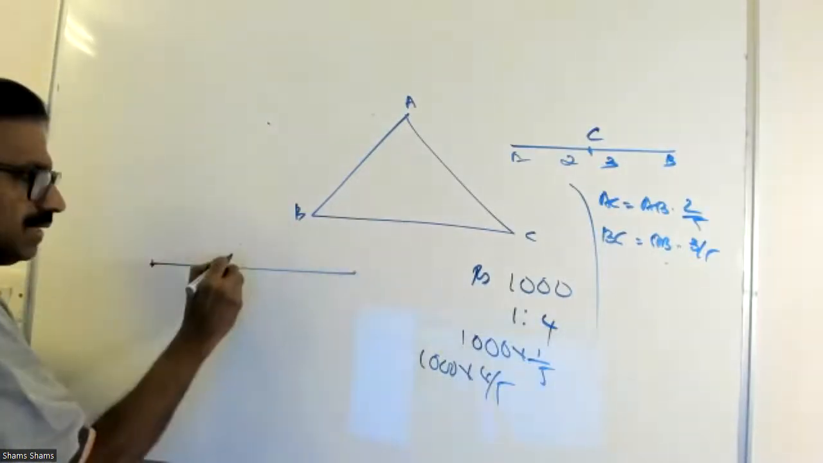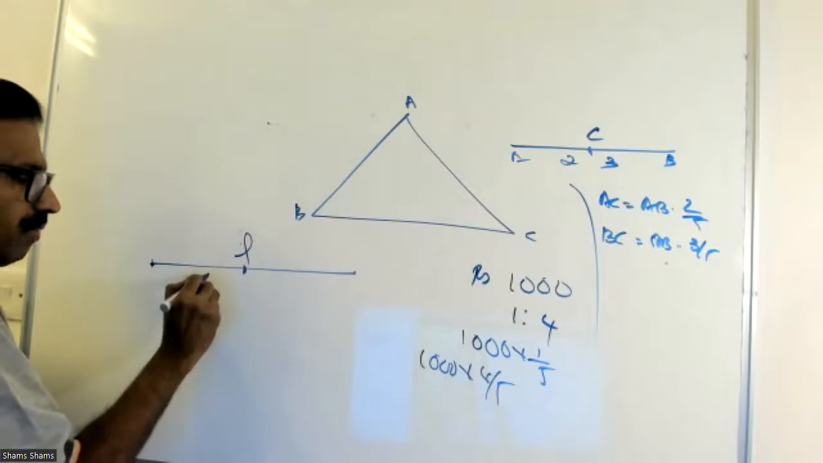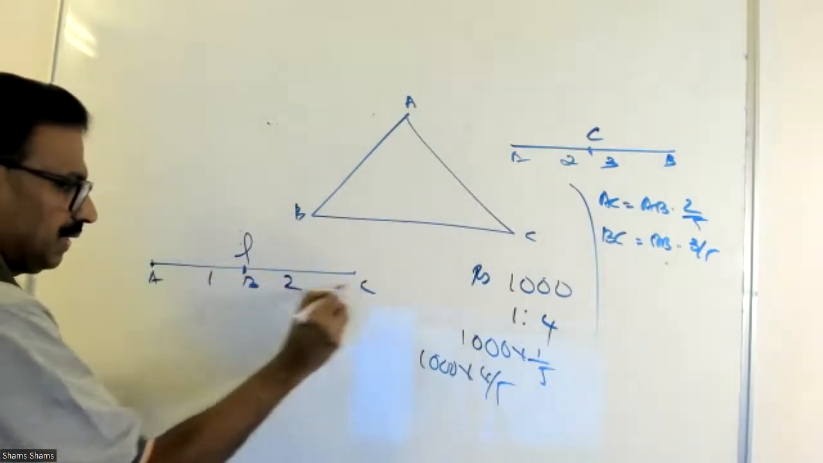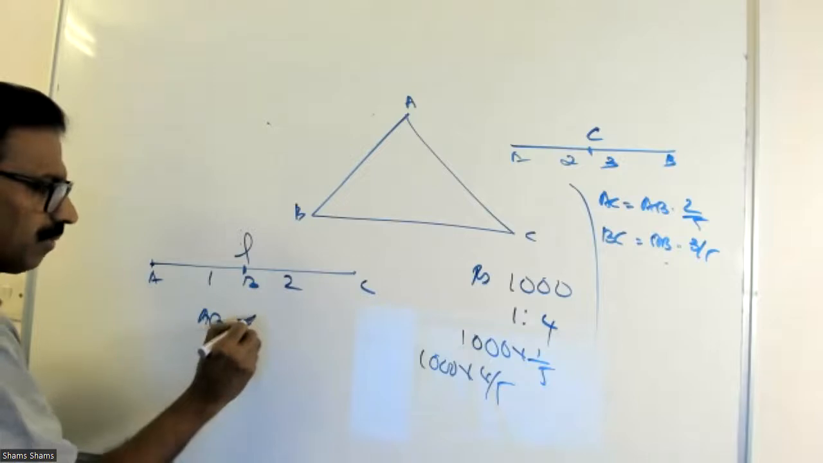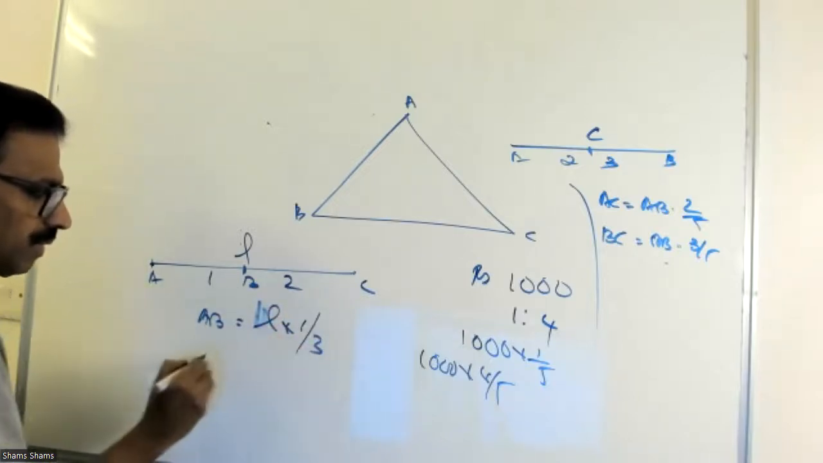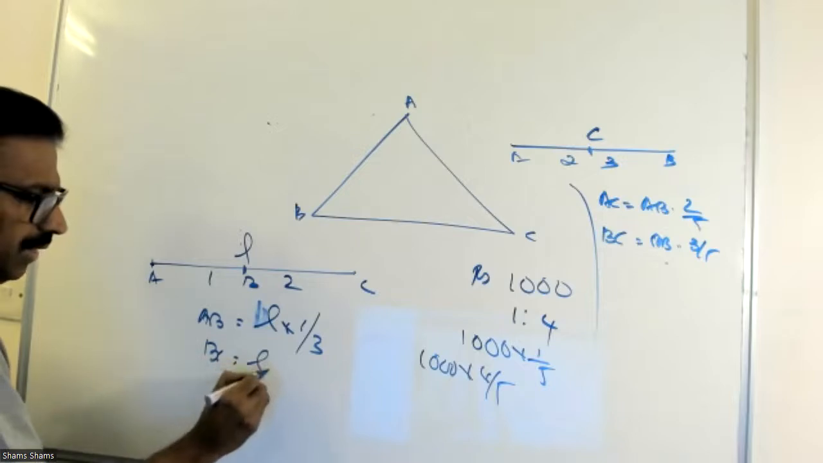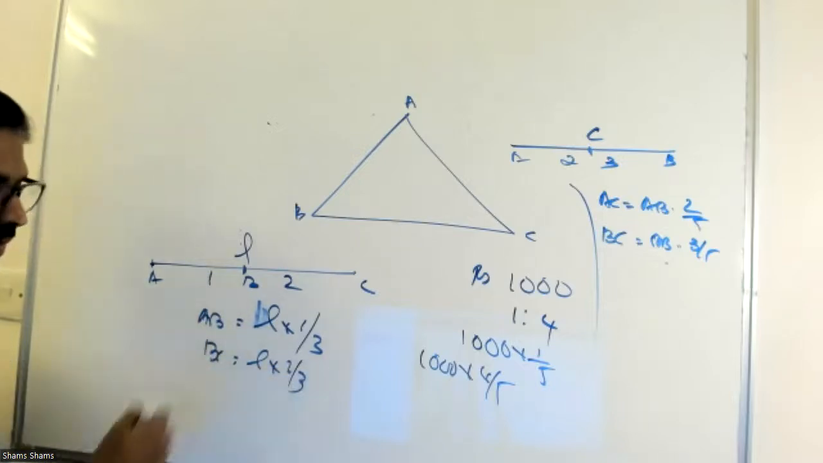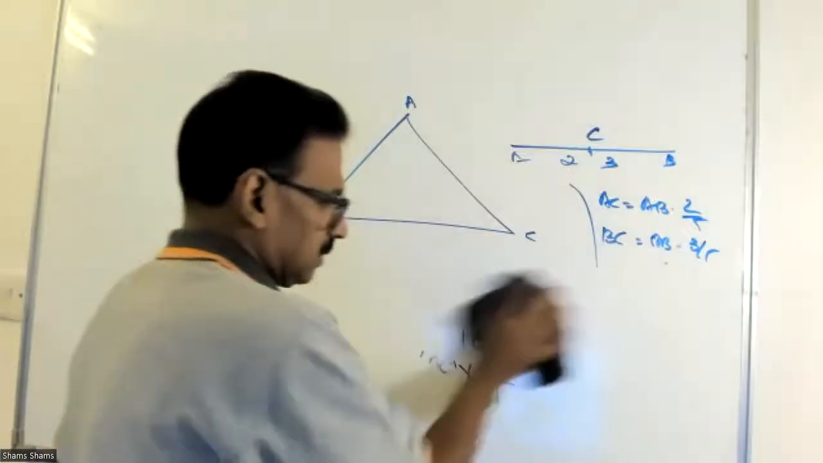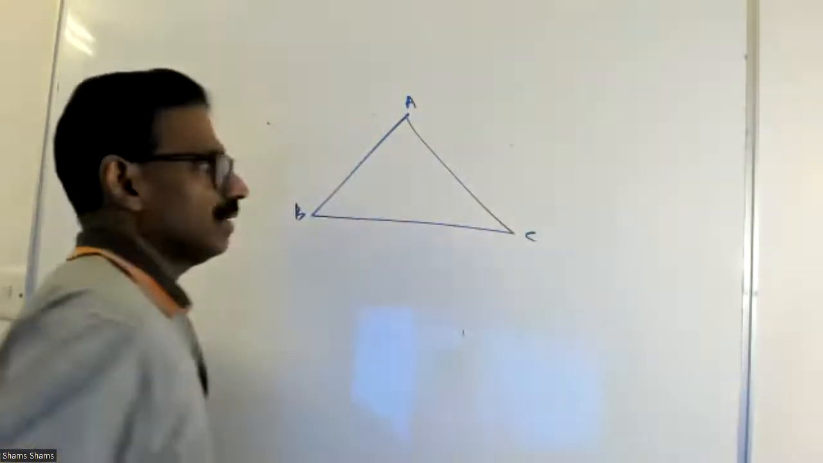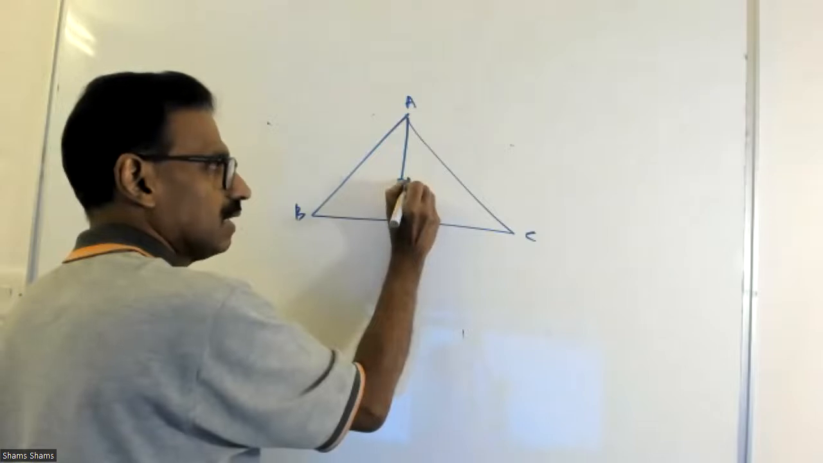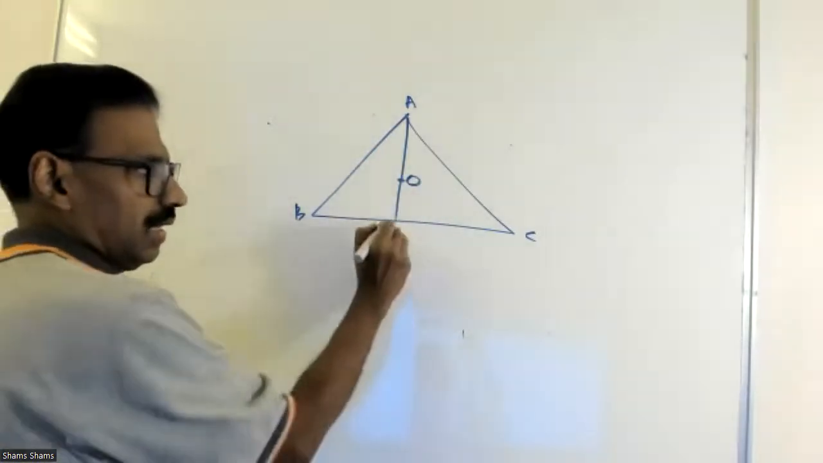Suppose a line of length L is divided in the ratio 1:2. A here, B here, C here. AB equal to L into 1/3, BC equal to L into 2/3. This is the part you learned already. Now I'm going to write. So now here, come to the equilateral triangle with altitude H. This is our O, and D here.